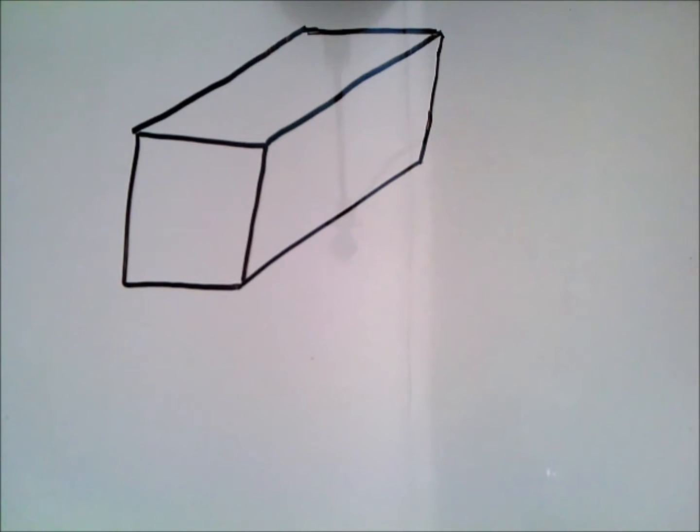Here we have a problem where they describe a rectangular box and they tell us something about the width and the height and the length, and they tell us the volume. So we'll write down everything they're saying.